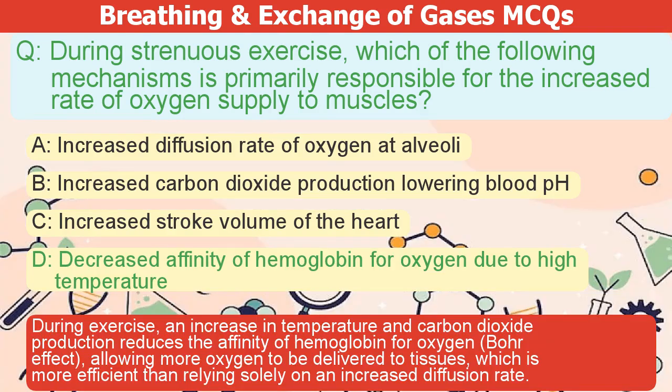The correct answer is D. During exercise, an increase in temperature and carbon dioxide production reduces the affinity of hemoglobin for oxygen, the Bohr effect, allowing more oxygen to be delivered to tissues, which is more efficient than relying solely on an increased diffusion rate.